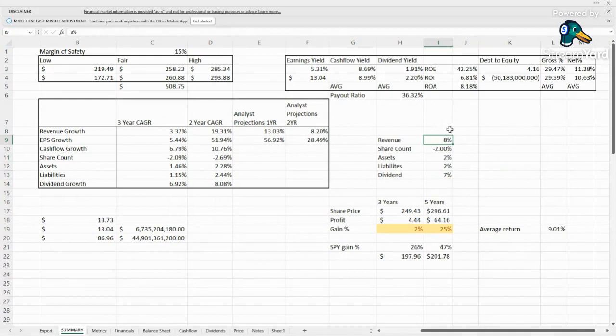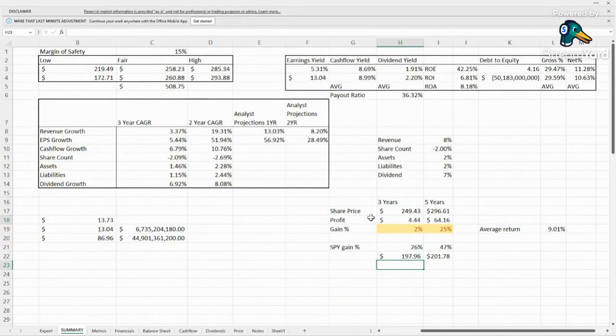So if we take similar numbers to that, we'll start with a lower revenue, 8%. That's what's expected by analysts 2 years out. Share count, they'll buy back 2%. Assets, grow them 2%. Liabilities, grow them 2%. And dividend, raise that 7%. So where would that take us in the next 3 years? So we're talking 2026. We'd be looking at an intrinsic fair value for the stock of about $249 at that time. So you'd have a profit of $4.44 or a gain of 2%. And that's based off buying the stock right now, collecting the dividends over those 3 years.